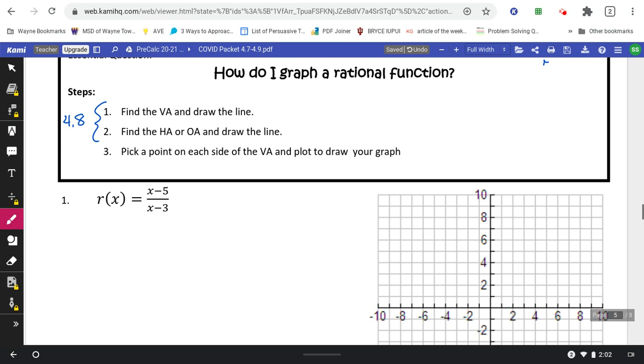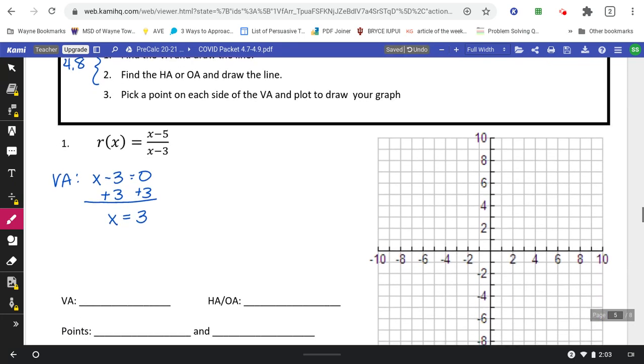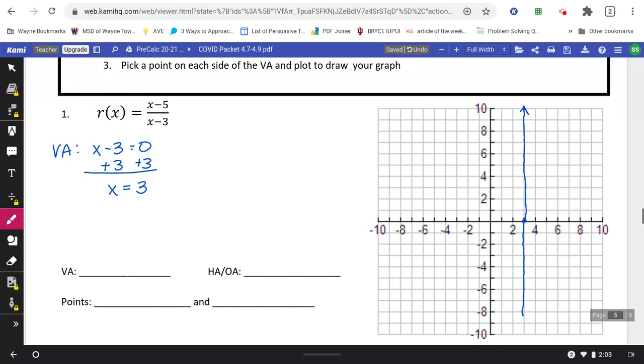All right, so our first step is we're going to find the vertical asymptote. We do that by setting our denominator equal to 0. So I'm going to write vertical asymptote, VA. I'm going to take my denominator and set it equal to 0. Add 3 to get x equals 3. Now I'm going to graph that on my graph at 3. So here's 3, and I'm just going to draw a vertical line all the way up and down. So that's step number 1.